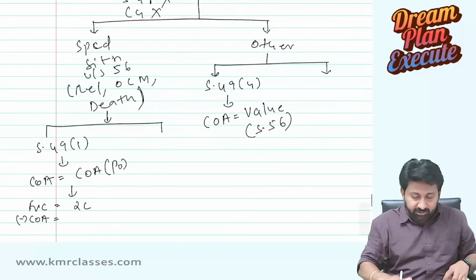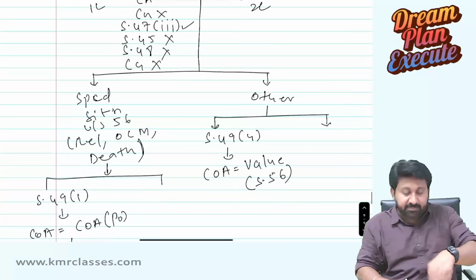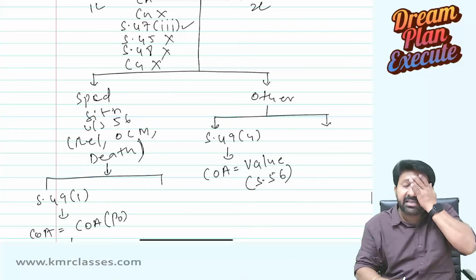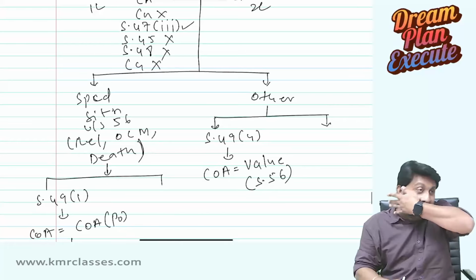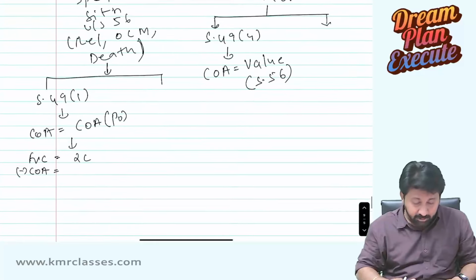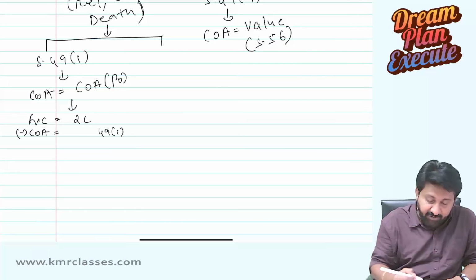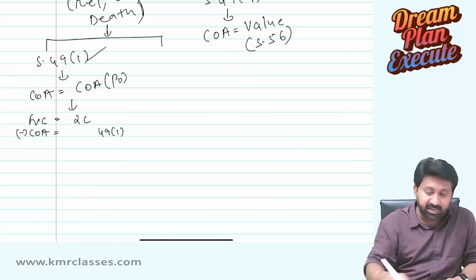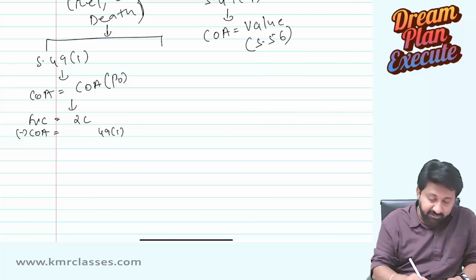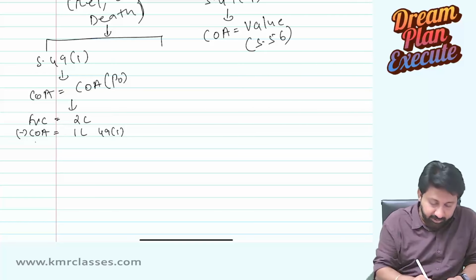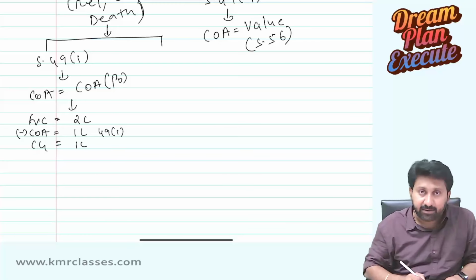Okay. Since it is from a specified occasion, relative, occasion of marriage, etc., it will not attract IFOS head for him. So cost of acquisition will be as per section 49(1). Anyway, I have said here, the cost of acquisition will be the cost of acquisition to the previous owner. Capital gain will be 1 lakh.